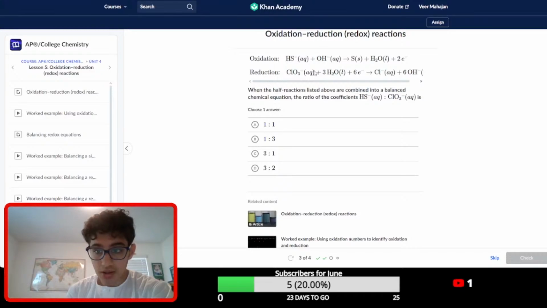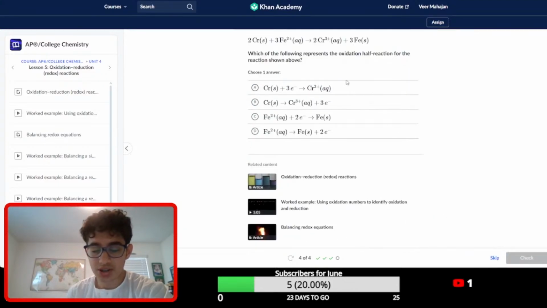Now for this, you want to combine it so that the electrons cancel in the oxidation and reduction half reactions. So you multiply the oxidation half reaction by 3 everywhere, and now they're asking us for the ratio of hydrosulfuric acid and this. So it must be 3 to 1.